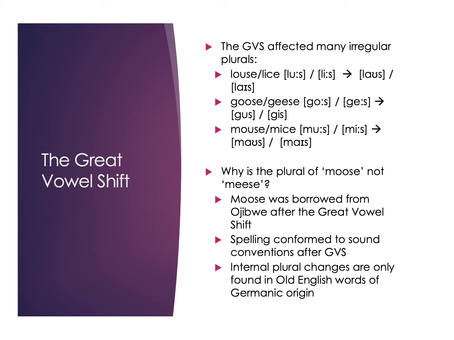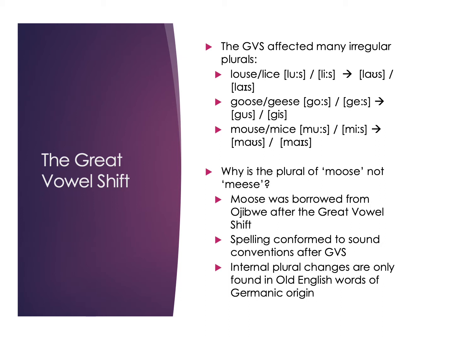And so when we see those internal plural changes in things like goose and geese or mouse and mice, these are things that you're only going to find in those Old English words that have a Germanic origin. So words that don't follow that pattern have changed in different ways or were borrowed in later on in time.